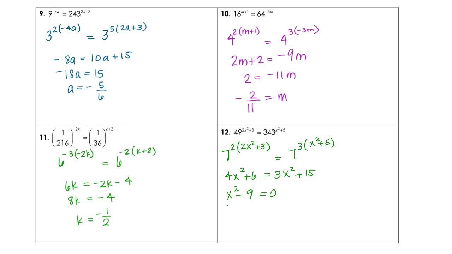So now we can factor. This is something squared minus something else squared. So x plus 3 times x minus 3 equals 0. And when we solve this, we have x is 3 or x is negative 3.